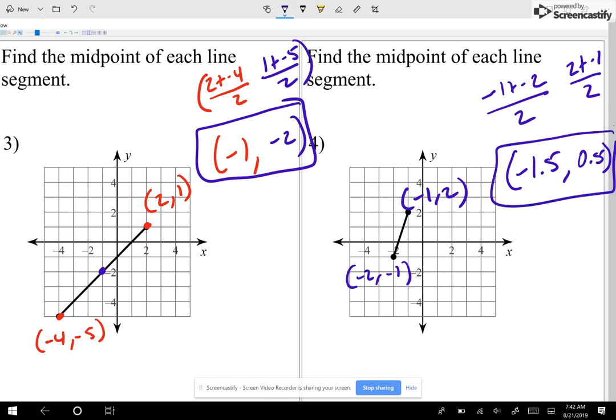So you guys will find the midpoint. I can give you the coordinates numerically, kind of like how we did questions 1 and 2. I can give it to you graphically, like we did questions number 3 and 4. Any questions so far?